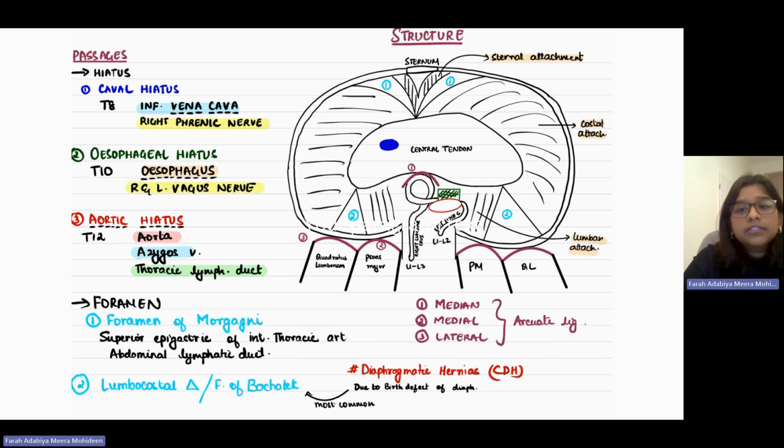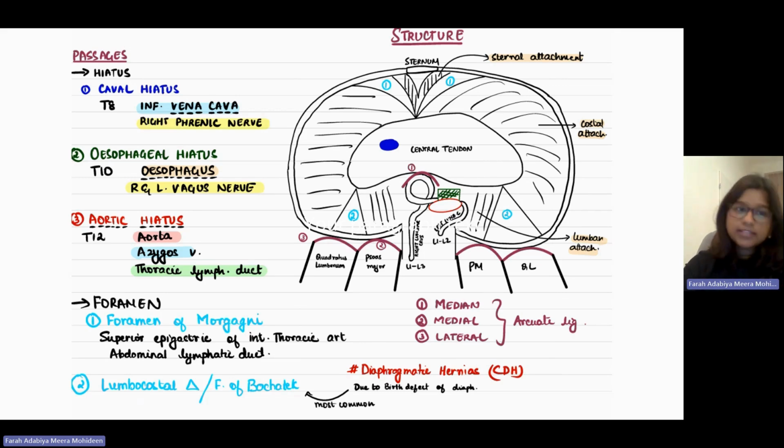Now, the major things that we talk about in the diaphragm are the passages, right? We'll talk about two major passages, the hiatus and foramens. There are three hiatuses that you need to talk about: the caval hiatus, the esophageal hiatus, and the aortic hiatus. They're named after the structure that passes through them. The caval one has the inferior vena cava. The important thing here is the level of the openings. For the caval it's T8. For the esophagus, it's T10. And for your aortic hiatus, it's T12.